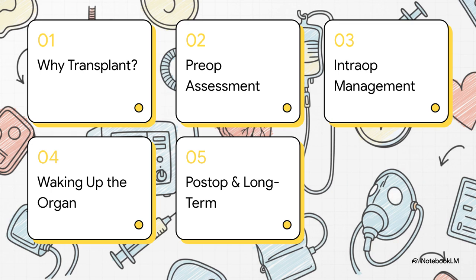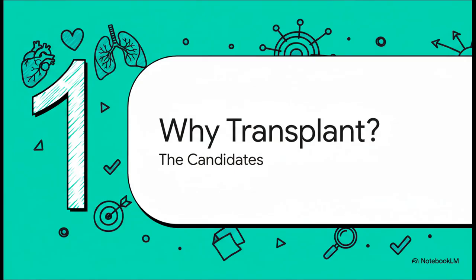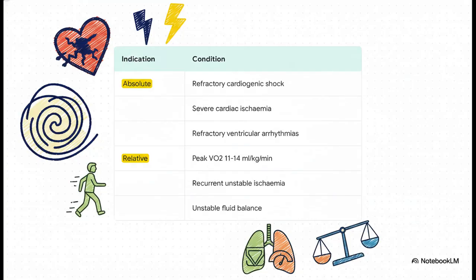Okay, let's dive right in. First things first, who even gets a transplant? The selection process is incredibly rigorous, and getting this part right is one of the biggest factors that determines whether we have a successful outcome or not. Now, this slide breaks down the key reasons for a transplant. And for your exams, you absolutely have to know the difference between absolute and relative indications. So the absolute ones, like refractory cardiogenic shock, these are life or death emergencies where nothing else is working. The relative indications, though, like a peak VO2 below 14, represent a quality of life that is just so severely limited that a transplant becomes a very strong option.